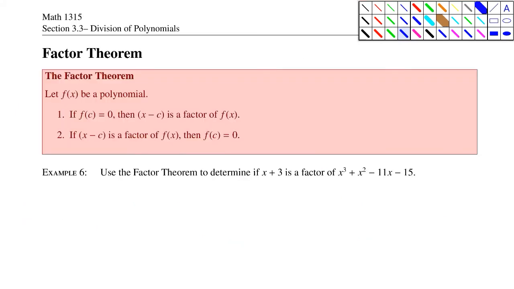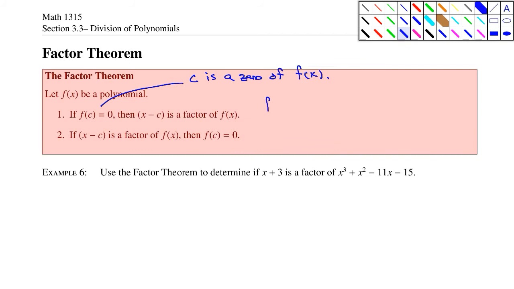Let's take a look at the factor theorem. The factor theorem says let f of x be a polynomial, and then it has two parts. The first part says if f of c is equal to 0, then the term x minus c is a factor of f of x. So let's dissect that. If f of c is equal to 0, that's just saying that c is a 0 of the polynomial f of x. So if c is a 0 of f, then x minus c is a factor of f of x.